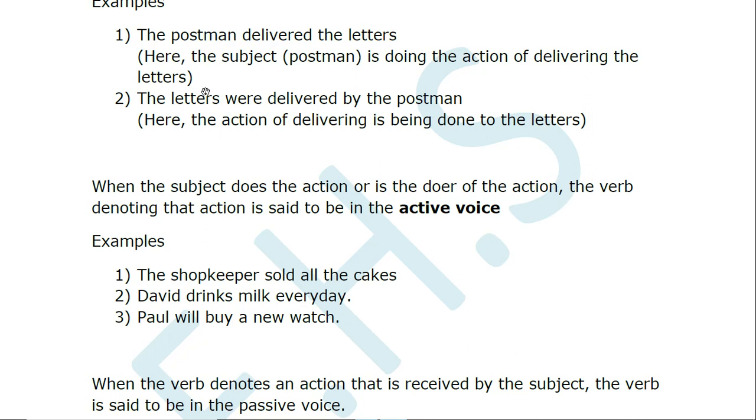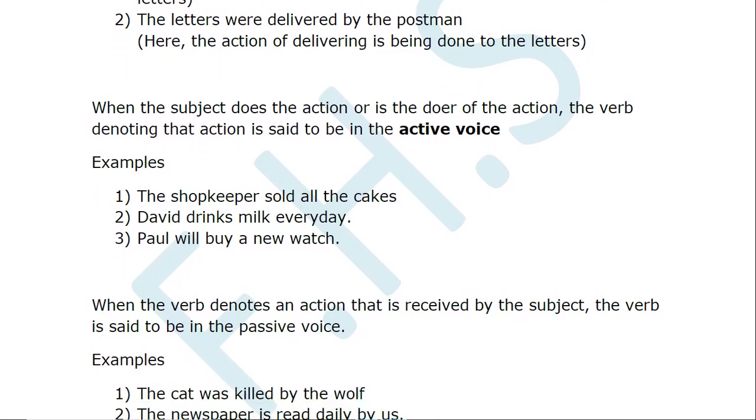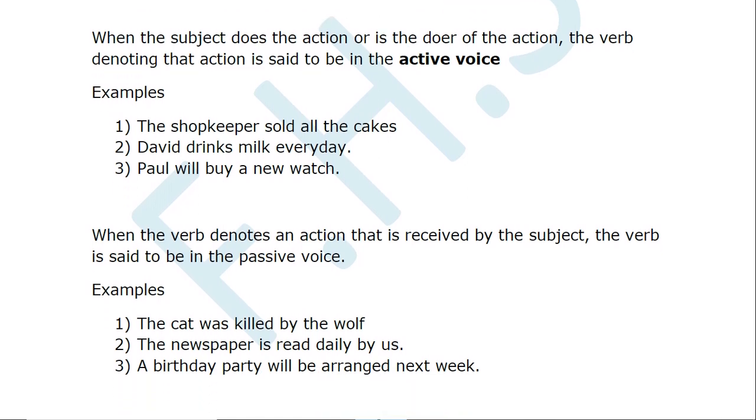Now, next one. The letters were delivered by the postman. Again, you look at the word were delivered over here. This is the action. Now, who delivered? The postman. Now, where is the postman? Is it here or here? It's after this action delivered. So, see here. That's why it is passive voice. Clear? Okay. Now, when you're aware how to identify active and passive voice, then it becomes easier to change it also. Now, the same thing what I explained is given down in a little more detail with more examples.